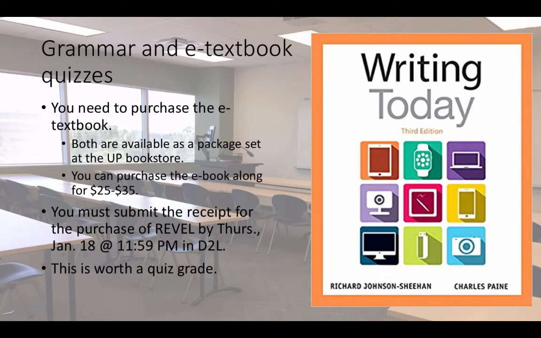You'll also be doing grammar and ebook quizzes. You'll need to purchase the e-textbook. This on the right side shows a picture of the cover of the textbook. You do not need the actual physical textbook, but you do need the online access, which is called REVEL. You can purchase both as a bundle from the bookstore on campus, or you can choose to purchase just the ebook for about $25 to $35. You'll have access to that ebook for 1 year. You must submit the receipt for the purchase of REVEL by Thursday, January 18th in D2L, and that is your first grade, and it's worth a quiz grade.